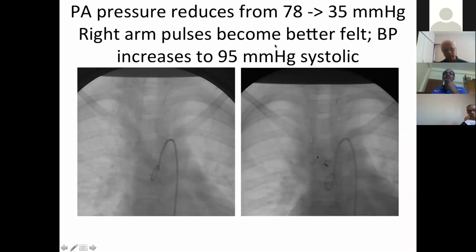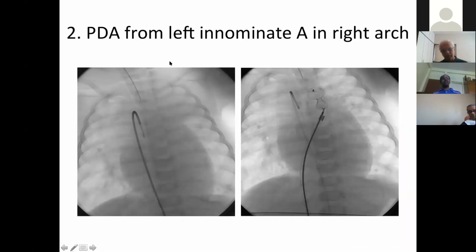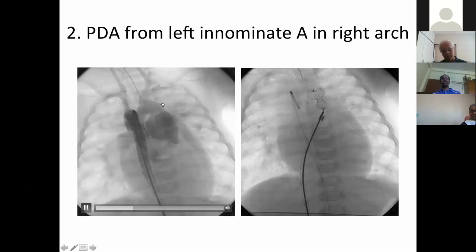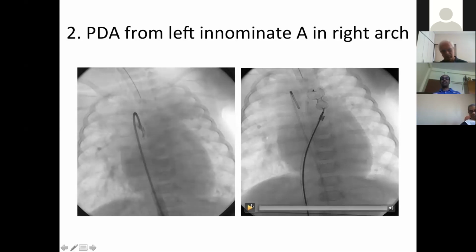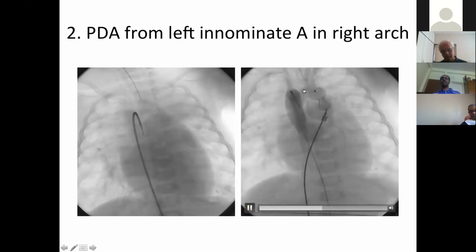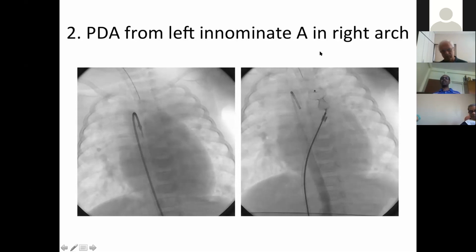And the right arm pressure, pulse starts feeling better. The BP increases in the right arm to 95 millimeters systolic following the closure. PDA from left innominate artery. Whenever there is a right aortic arch with a large left innominate artery, again, this needs to be carefully assessed. And these patients may often need a little larger device than what the ductus sizes come by echocardiography.